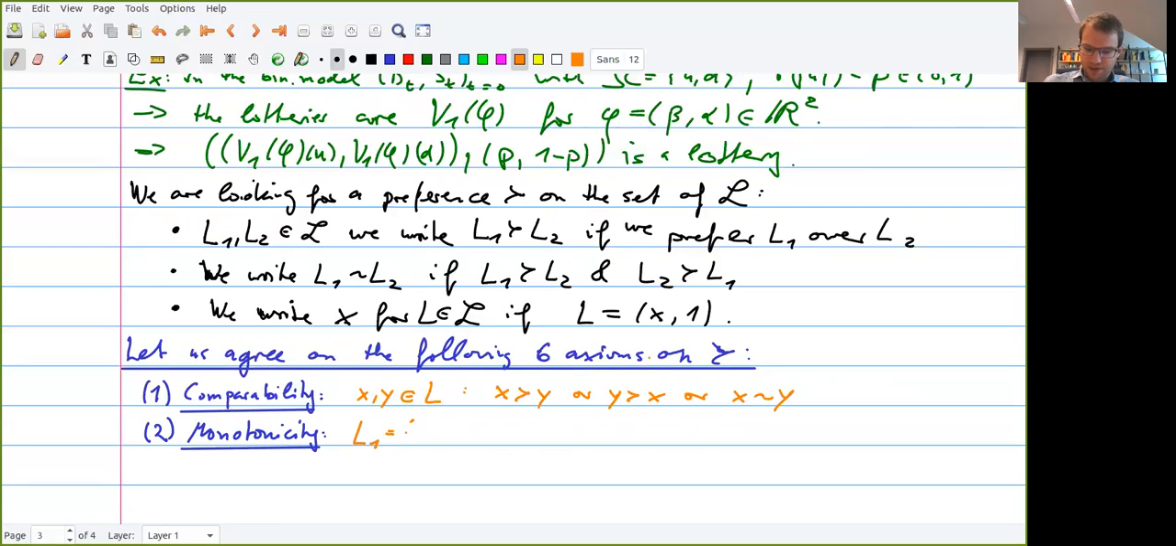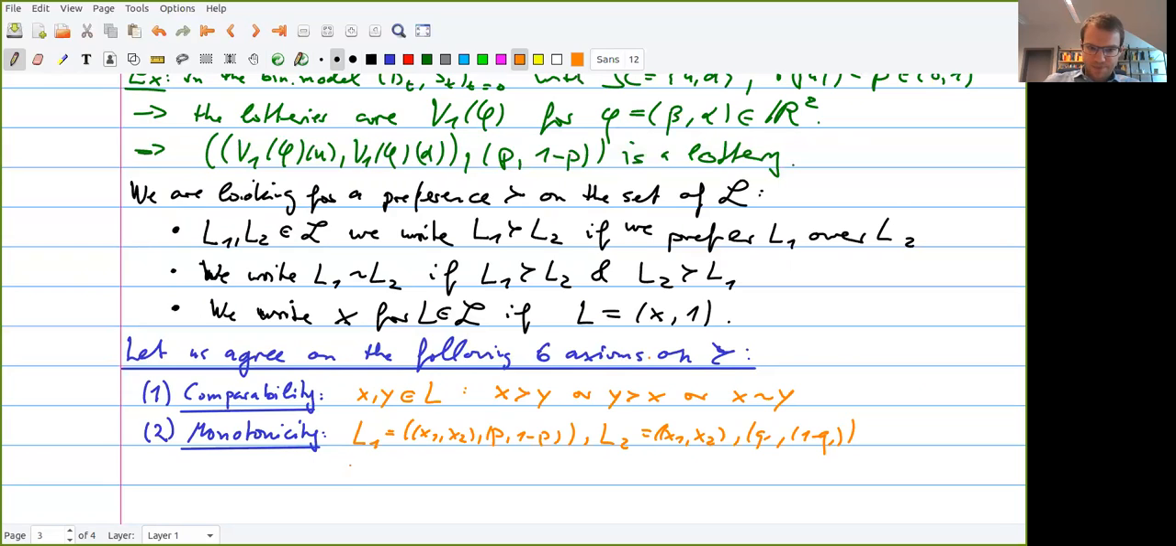So the first lottery is given by the vector x1, x2 with probability p and 1 minus p. The second one is given by also the payoff x1, x2, but now with probability q and 1 minus q. Okay, so these are two lotteries.